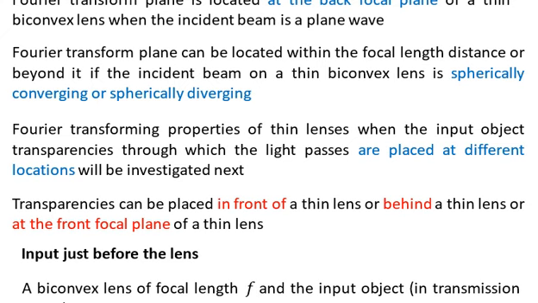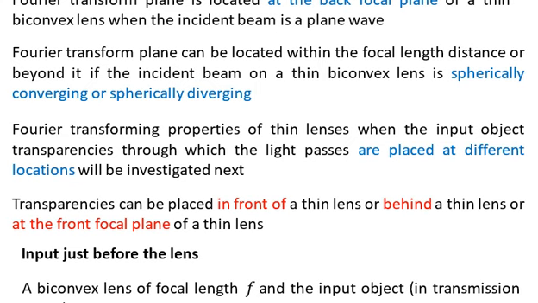Fourier transforming properties of the thin lens, when the input object transparencies through which the light passes are placed at different locations, will be investigated. So you see that there could be many possibilities when we place an input object around the lens. It could be just before the lens, or well away behind the lens, or just after the lens, or well after the lens. So you see that there are many possibilities. We shall discuss these possibilities for the lenses, and we shall calculate the field.